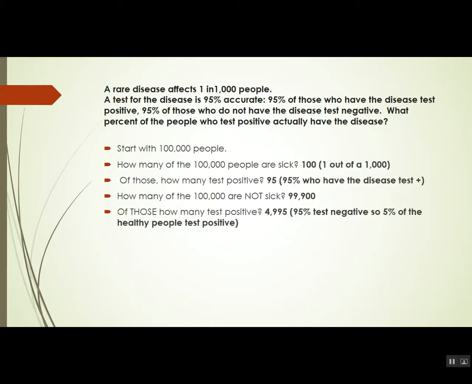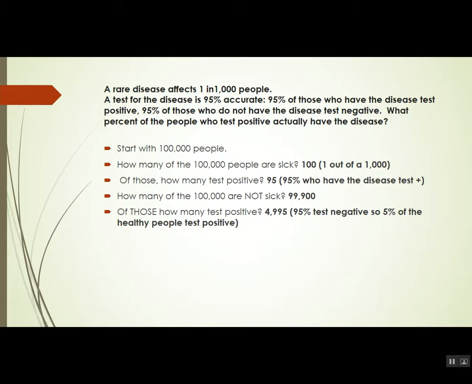The given information tells us, if there's 100,000 people, then 100 of them are sick, because 1 in 1,000. So 1/1000th of 100,000 is 100. So 100 of those people are actually sick. And of those, 95 test positive, 95% of the 100.